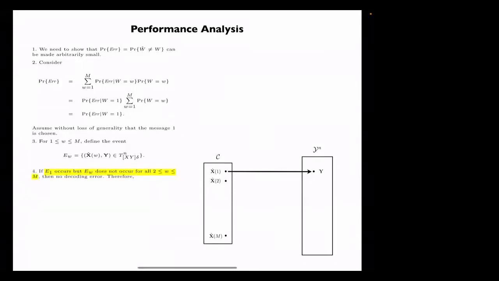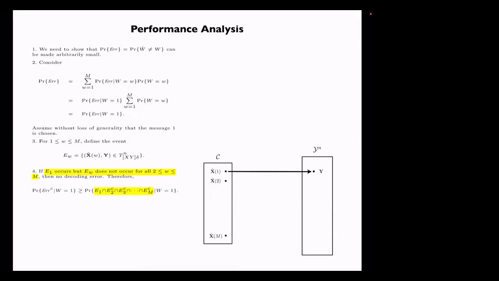Now, if E1 occurs, that is the first code word is jointly typical with Y, but E sub w does not occur for any other w from 2 to M, then there's no decoding error, because the first code word is the only code word that is jointly typical with Y, and according to our decoding rule, we will decode to the first message. And this is correct, because we assume that the first message was the message being chosen.